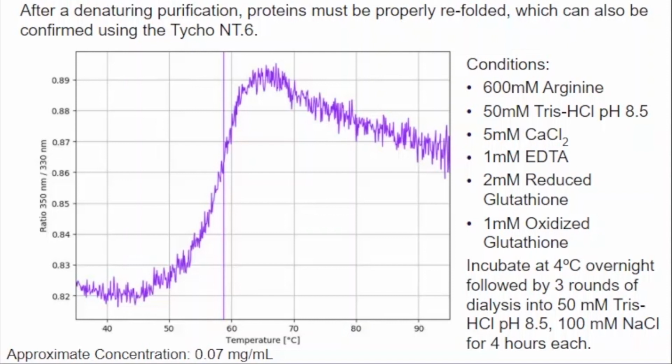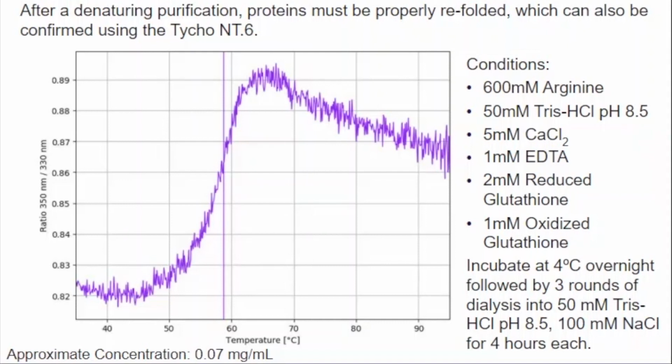And we're still able to detect it on the Tycho. So hopefully that speaks to those of you who are listening about the kinds of concentrations you might be working with and if they would be able to be detected by the Tycho. So for us, this is pretty low, but we're still able to see a sample at around 0.07 milligrams per mil.